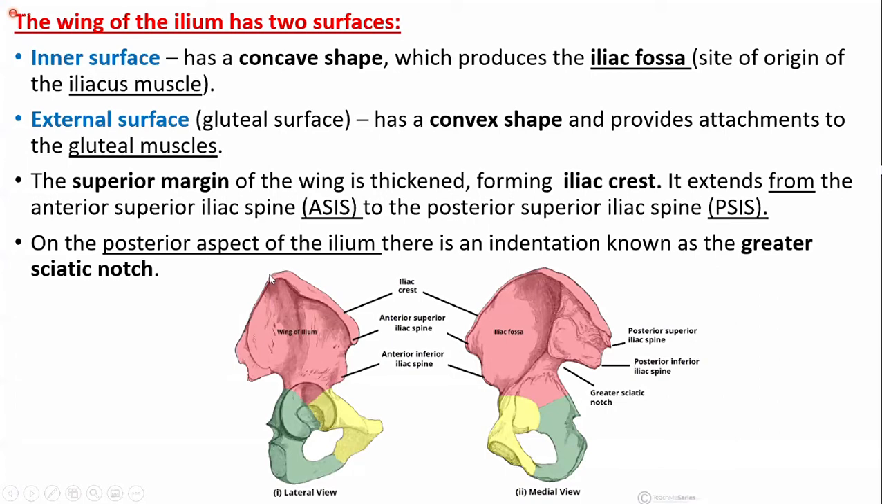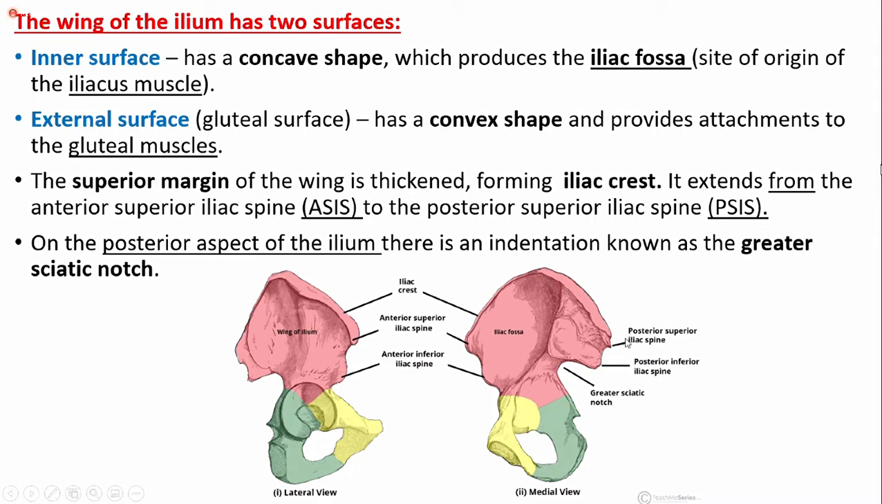Then you have this superior margin. You can see the superior margin of the wing. It's thickening, making a thickness, and at the end, it's forming something called the iliac crest. Okay, this is the iliac crest, and then anteriorly and posteriorly you have a pointed surface. We call it the anterior superior iliac spine, and then here you have the posterior superior iliac spine. So these are the extensions of the iliac crest, which is the widening of the superior margin.